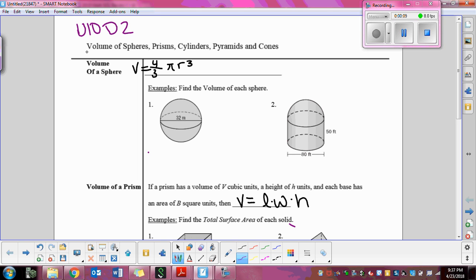Okay, so we're going to go over the volume of the sphere, prism, cylinder, pyramids, and cones. Last time we went over the surface area of these. We looked at the formulas.